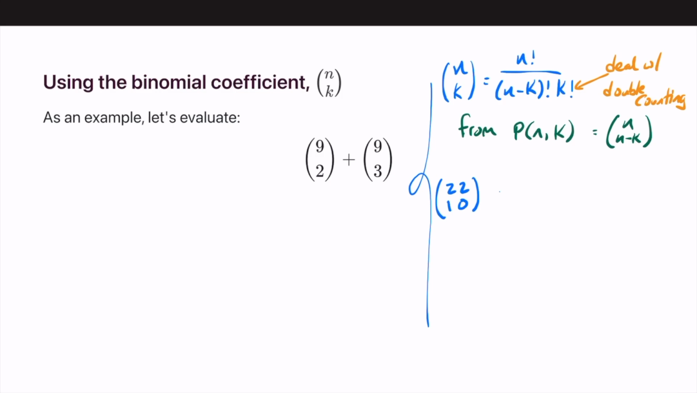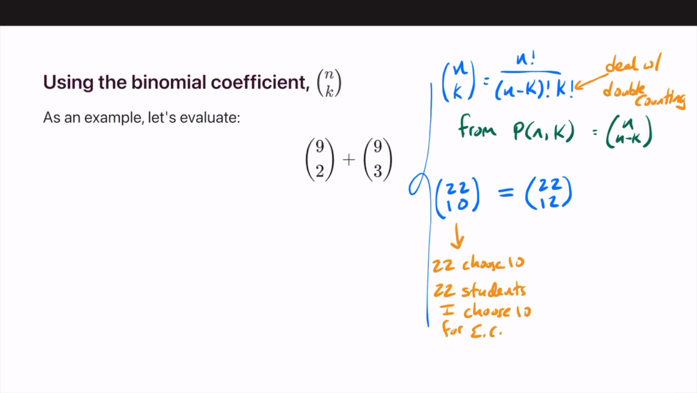Now, I want to show you that this is the same exact thing as saying 22 choose 12. Can you think about why that is the same thing? You might want to pause the video for a few seconds and think about it. Maybe I'll write this down here: 22 choose 10, so 22 students, choose 10 for extra credit.